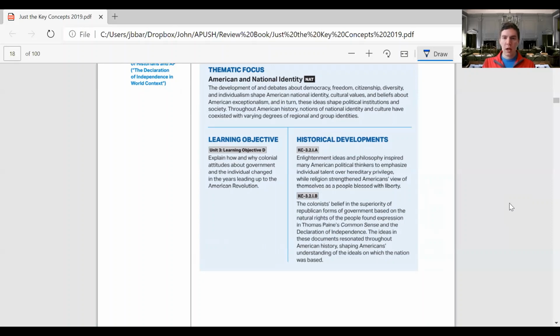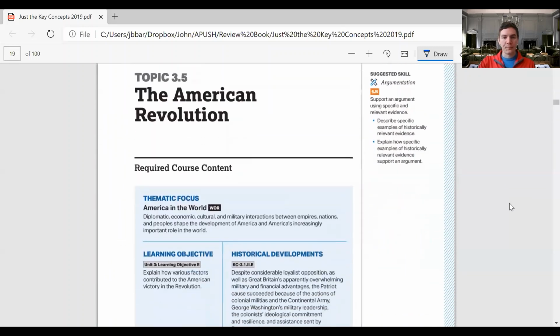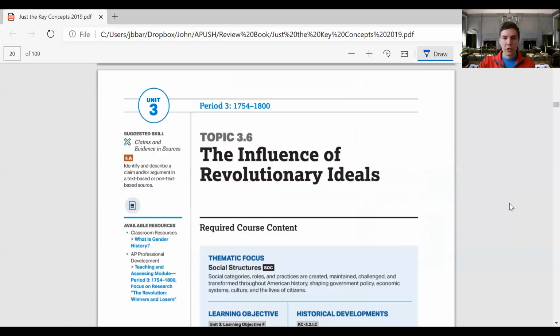It's a right that we get just for being born. Okay. And we're not going to go to that part. Okay. So the American Revolution.